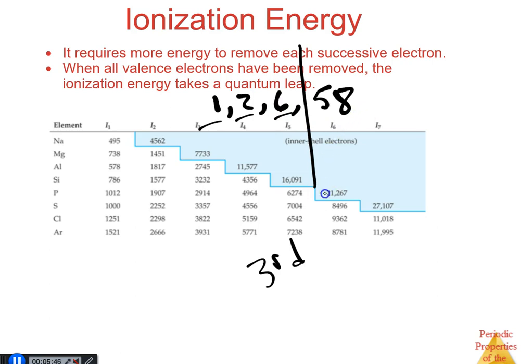So this would be like aluminum. Al plus 1, Al plus 2, Al plus 3. Those are acceptable and reasonable, but once we get to here, Al plus 3 is just like neon, and now we're in trouble. Yeah, Adrian?